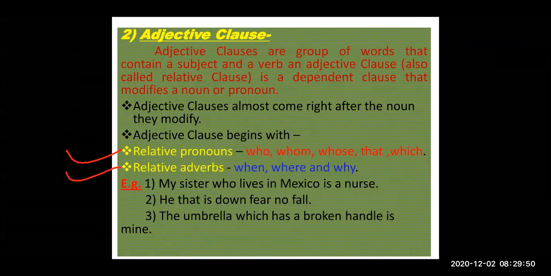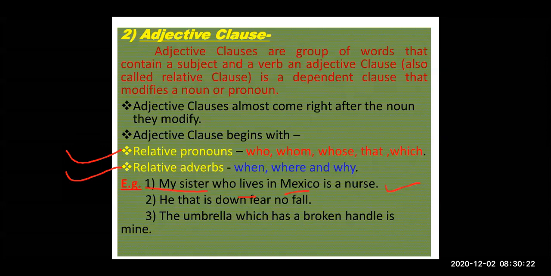The first example is: "My sister who lives in Mexico is a nurse." Now, in this sentence, "lives" is your verb. Okay. Mexico is the subject, which modifies the noun sister. Okay. Sister is a noun.